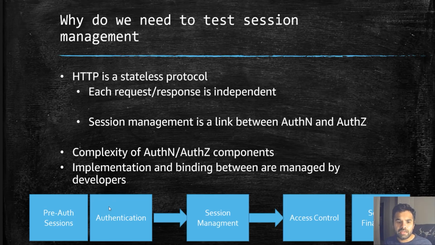Authentication and access control are very complex models. It seems very obvious, but it is not. Sometimes if you're using OpenID or some SSO, single sign-on, then it becomes much easier. We will see in a little bit about federation. But access control is obviously very critical, and that's why it's still at the top of the OWASP Top 10. And the implementation and binding between authentication and authorization is done by humans, developers.